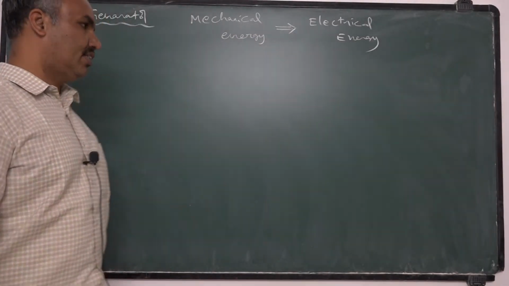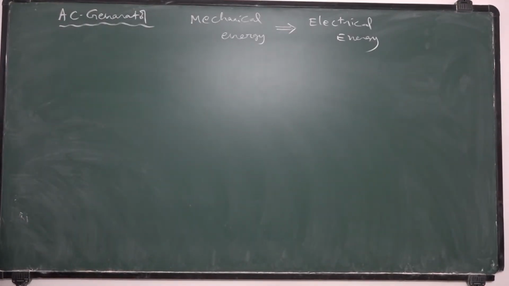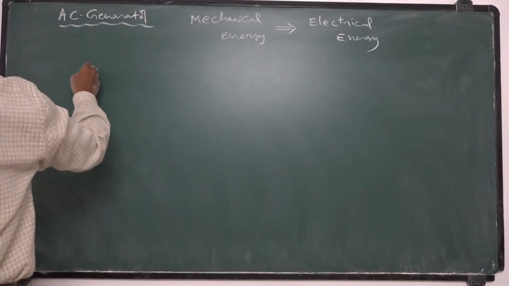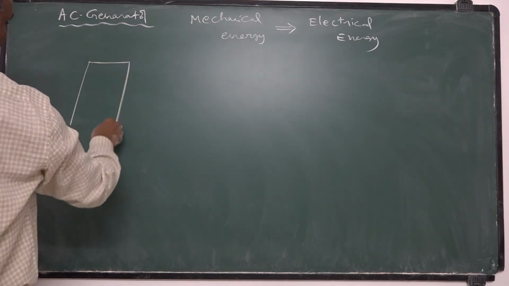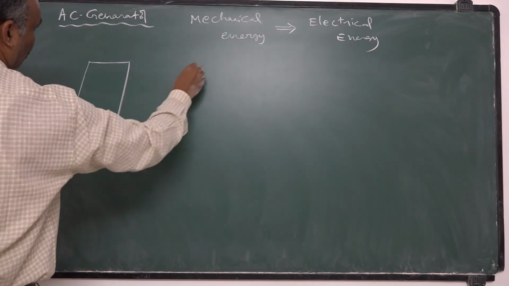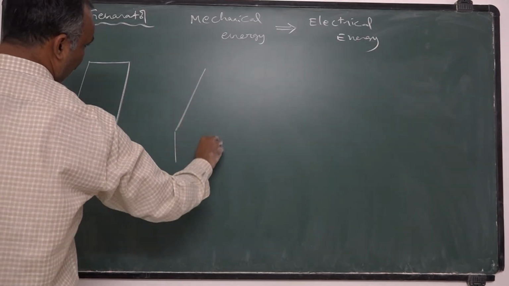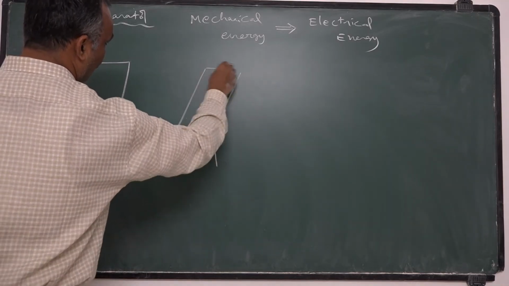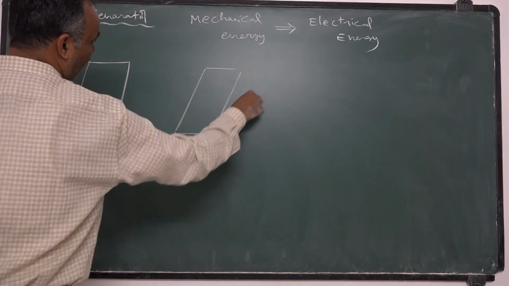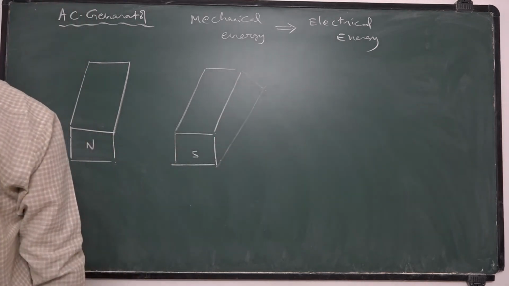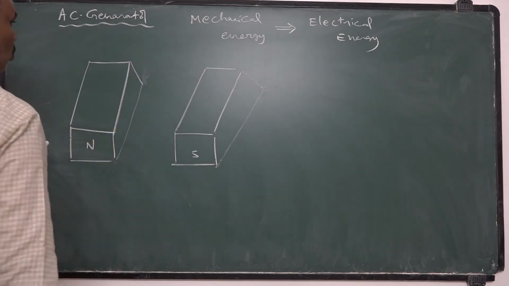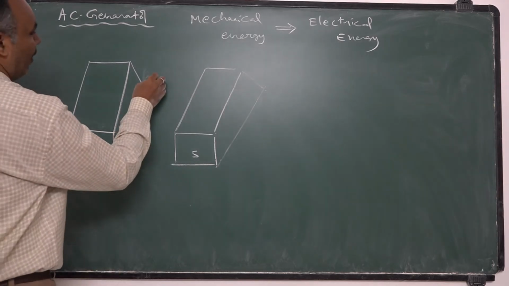So these are the general ideas. If you see the construction of AC generator, the basic construction, it is like this. There are two poles like North Pole and South Pole. There are two poles of magnets. Suppose this is North Pole, this is the South Pole of the magnet. Between the pole pieces, we will have a rectangular coil.